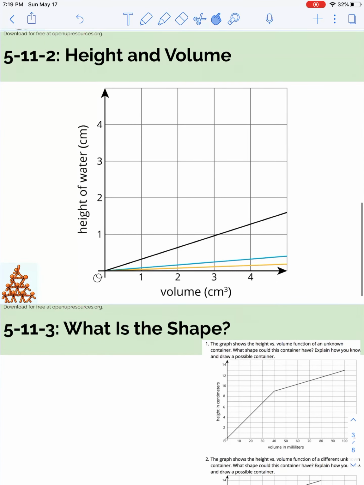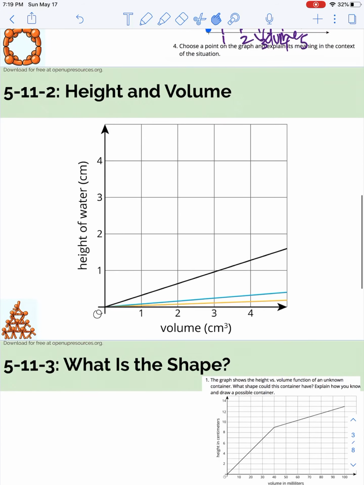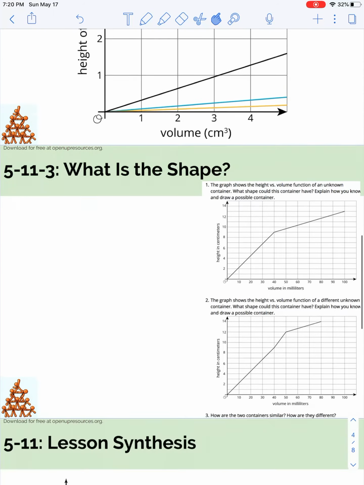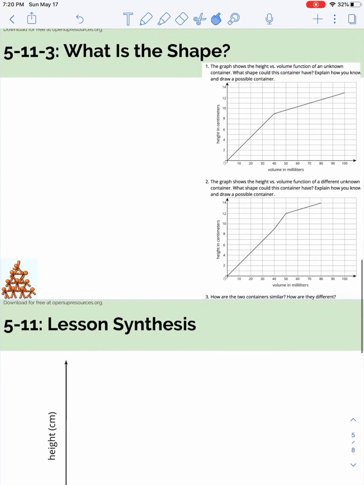Here's a little graph showing 3 different ones. I'm not entirely sure. Oh, this is just a hypothetical graph. I see. So it's just saying if what we graphed changed, like you doubled something, how that would look a little bit different. Don't worry about that.